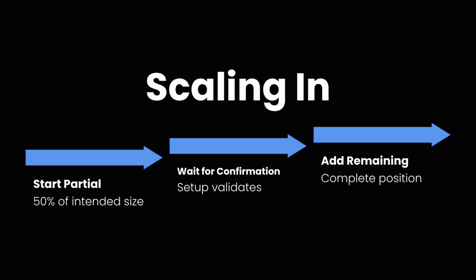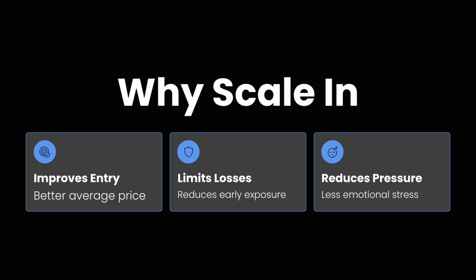Next, let's look at scaling your entries. Most traders go full size immediately. They calculate their risk, fire the whole position, and hope for the best. Professionals don't operate this way. They start with partial size and let the market confirm their idea. If the setup works, they add. If it fails, they cut early with only half their intended size at risk. This method improves your average entry and reduces emotional drawdowns.